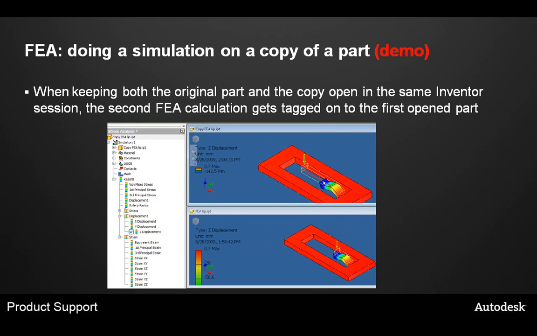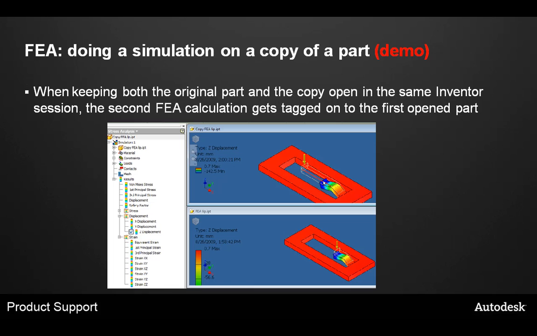Another tip for people that are interested in FEA is when you want to do simulation on multiple parts in the same session. So typical workflow here is you have an original part that you see at the bottom of your screen here, and you want to copy the part, do a small modification on the copy, and then do a calculation on the copy and compare both results side by side in the same session.